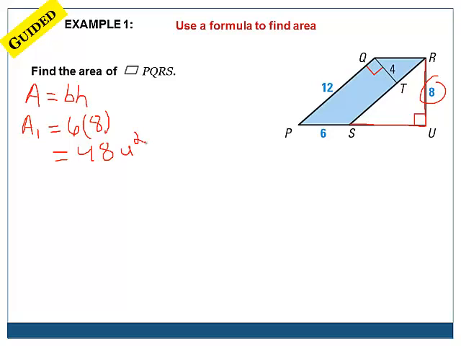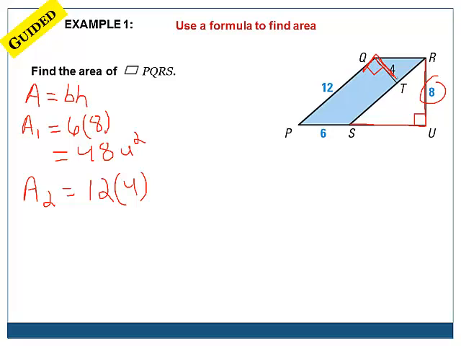And the second way we can find the area of this parallelogram would be to use 12 as our base, because we can use either pair of parallel sides of our parallelogram. 12 is a base, so in this case I would have to use 4 as my height, because 4 is created by this line here, which creates a right angle with my bases.